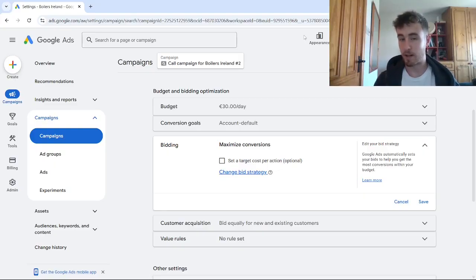But overall, if you are starting a new campaign inside a new account, maximize clicks with a max CPC bid limit is the best way to get that conversion data earlier on. And then once you actually have that relevant conversion data, making that switch over to maximize conversions is what we found worked a lot better.